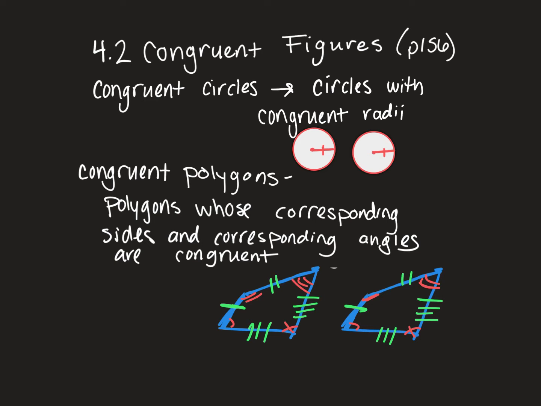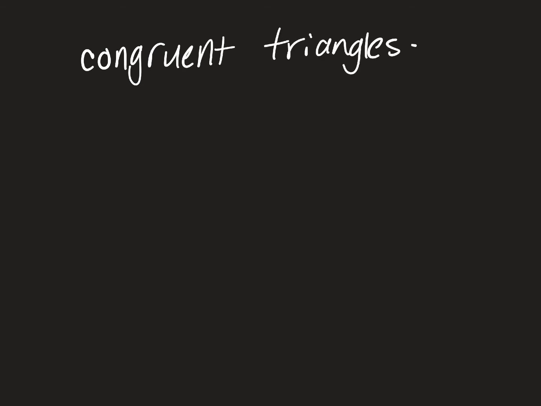All right, so polygons whose corresponding sides and corresponding angles are congruent are congruent polygons. So the sides that are in the same places have to be congruent, and the angles in the same places also have to be congruent. So those are just triangles whose corresponding sides and corresponding angles are congruent.